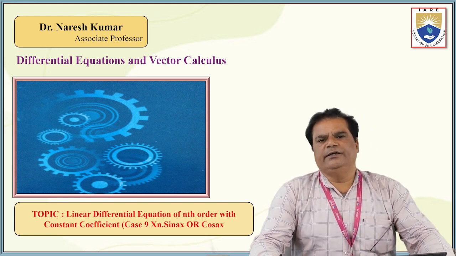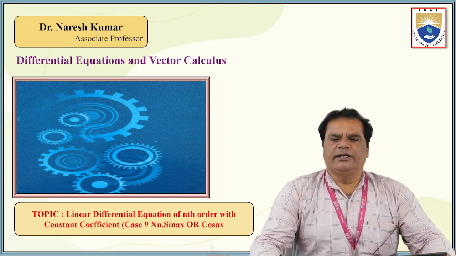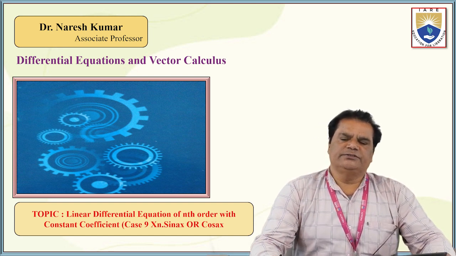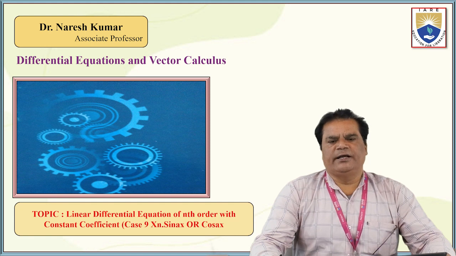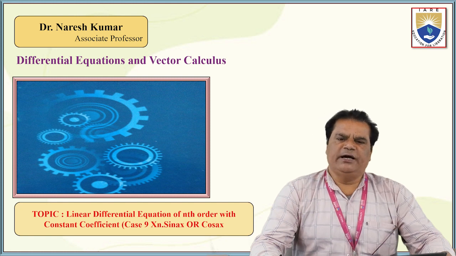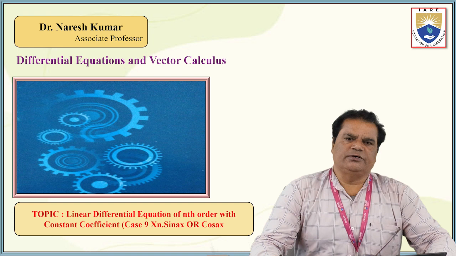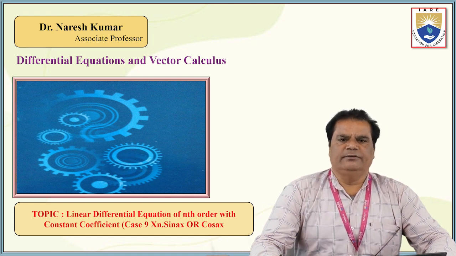So basically, in case 9, we find the particular integral if Q is x to the power n into sin ax or x to the power n into cos ax. So in Q, there are two functions, both multiplied. First is an algebraic function, other is a trigonometrical function. So we want to solve problems here in detail.